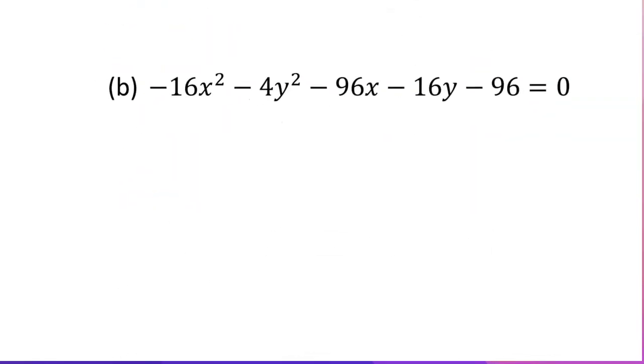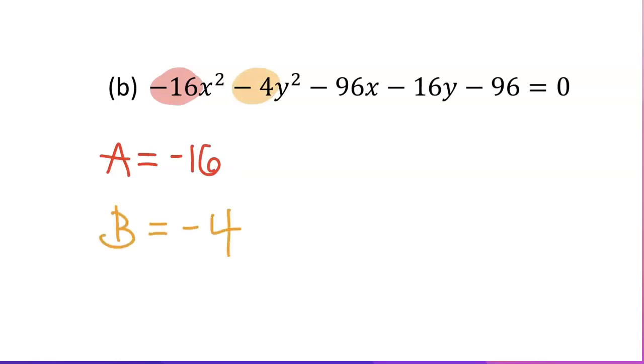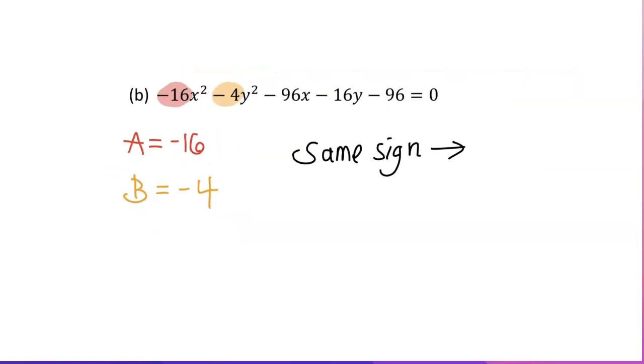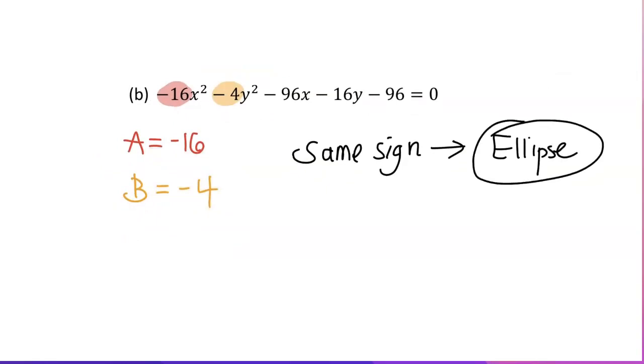Now highlight the A, which is the number in front of x squared. So A is -16. And what's the B value? B is -4. Well, this is not going to be a circle this time because these two numbers are different. But they have the same sign. So if A and B have the same sign, what do we have over here? We have an ellipse. Okay? So for an ellipse, we're going to be finding the center.